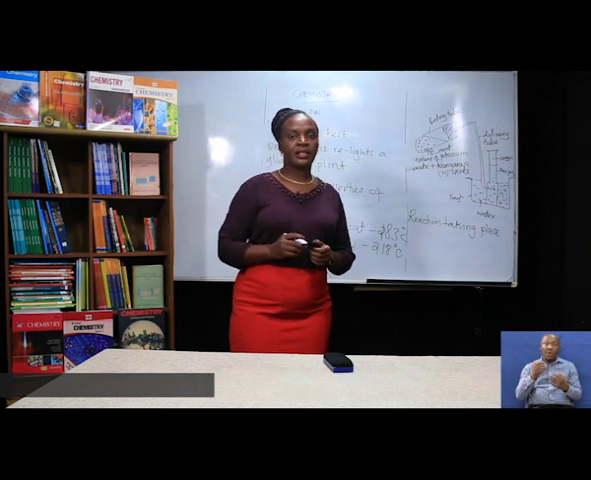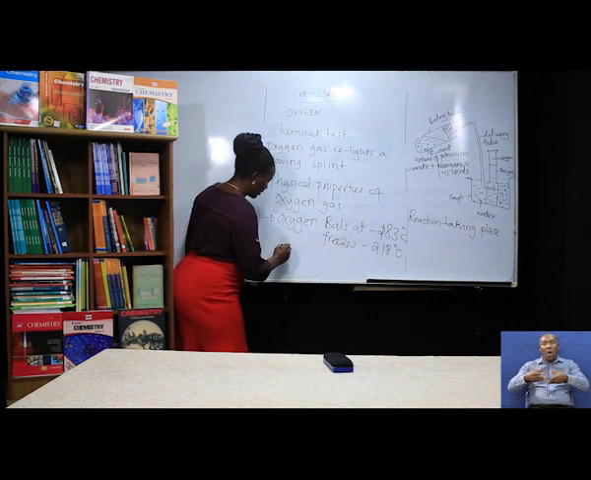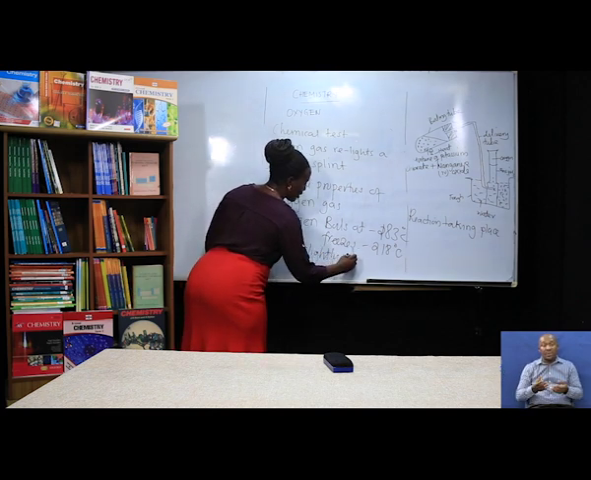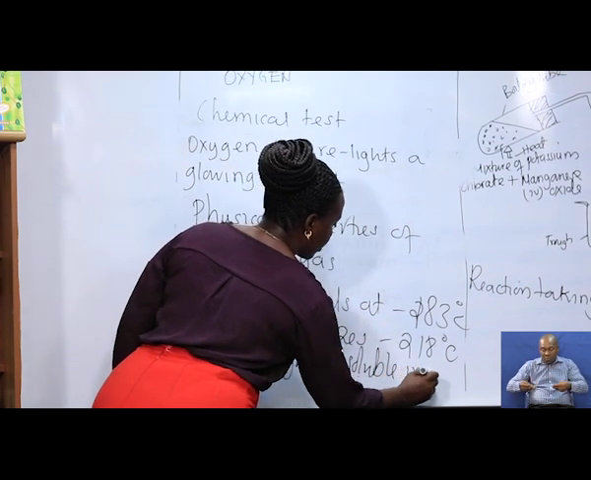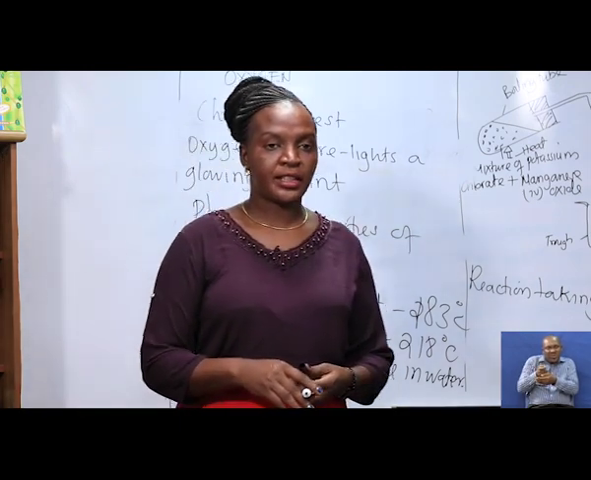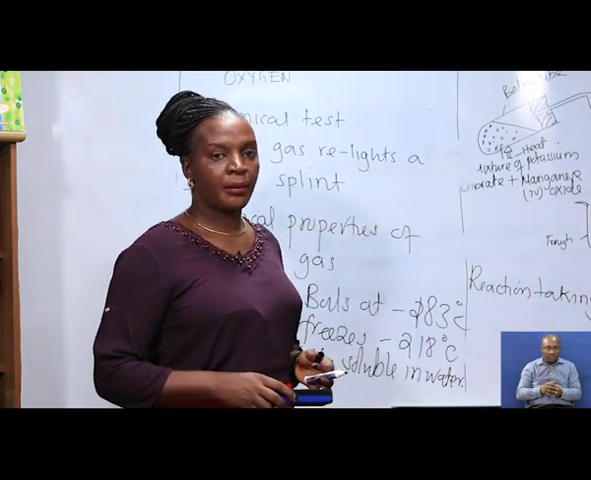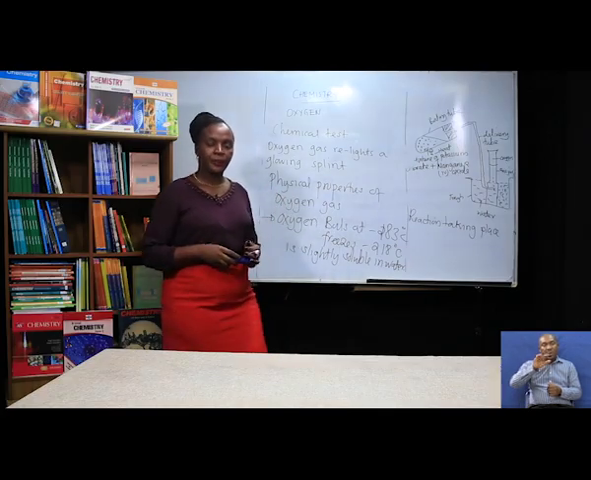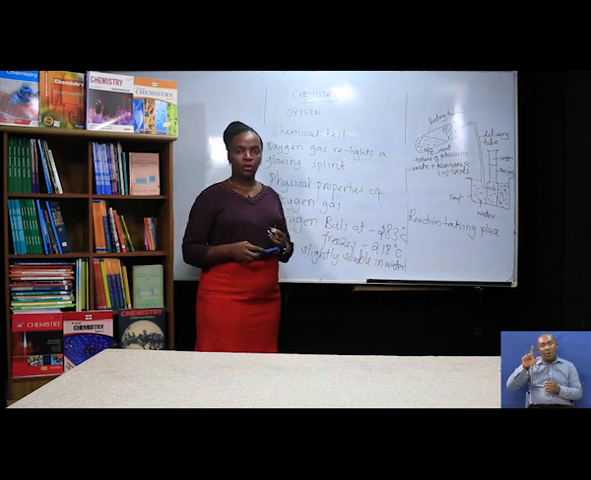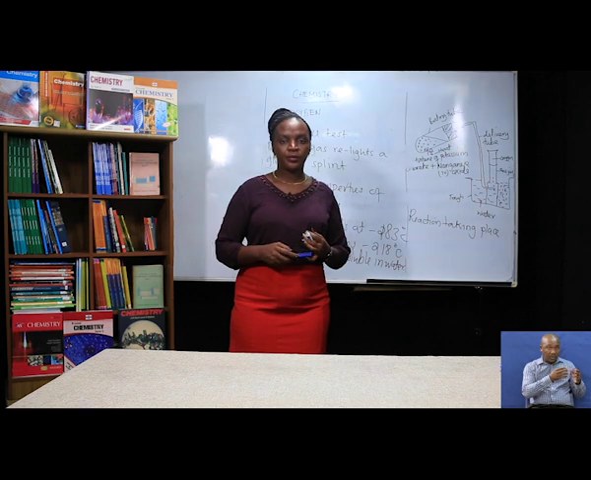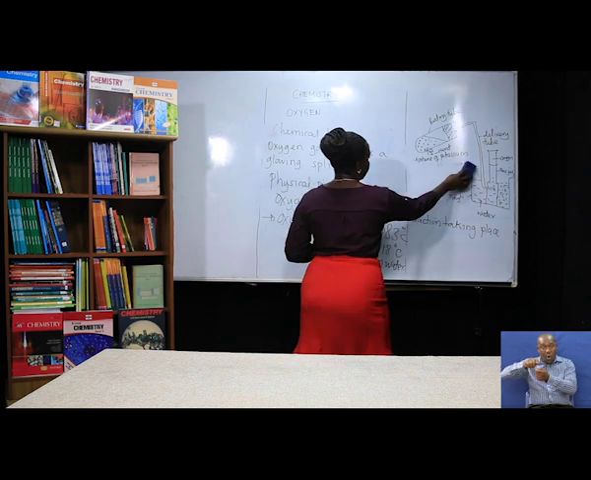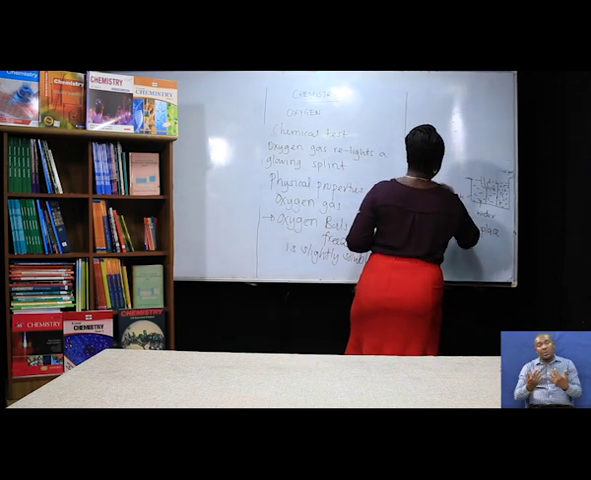And also oxygen is slightly soluble in water. Slightly soluble in water means it dissolves in water in a very small amount. After knowing the physical properties of oxygen, the next is about the chemical properties of oxygen. Here you have to pay more attention because some of them involve reactions. Therefore, let's see the chemical properties.